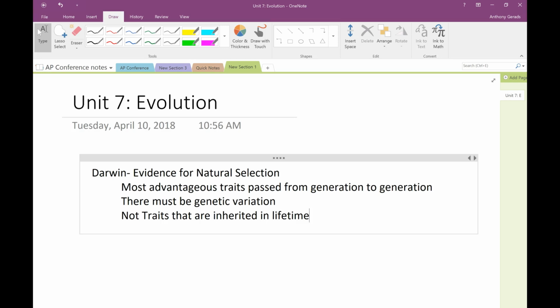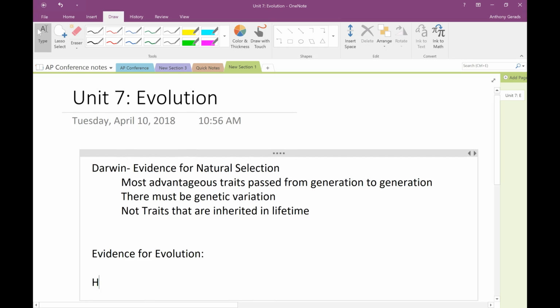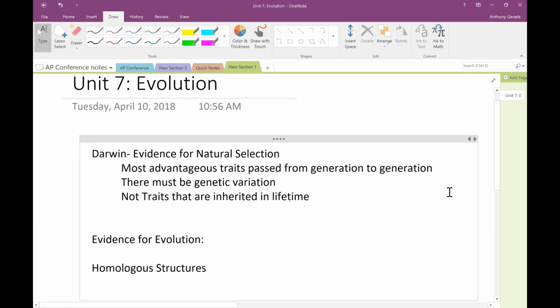So we've got to talk about some evidence for evolution. The biggest, most common first one we're going to talk about is called homologous structures, that prefix being homo, meaning same. So homologous structures are going to be same structure, different function.